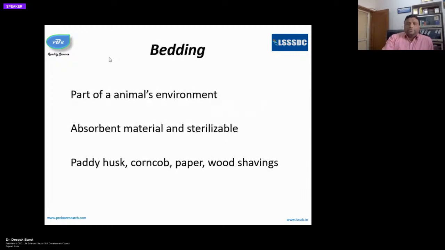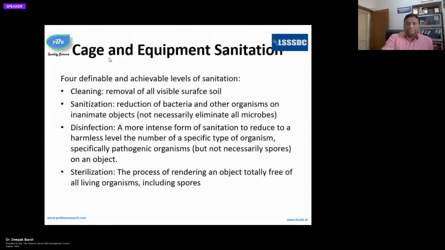Okay. Bedding material, the most important aspect of animals' environment, is bedding material. It can be paddy husk, corn cob, paper shreddings, wood shavings, or husk. Whatever bedding material you use, please make sure that it is sterile. It should be absorbent so that whatever urine or fecal matter comes out gets absorbed. And then you have to keep changing it every alternate day or at least twice a week. Bedding material should be changed in a typical animal facility.